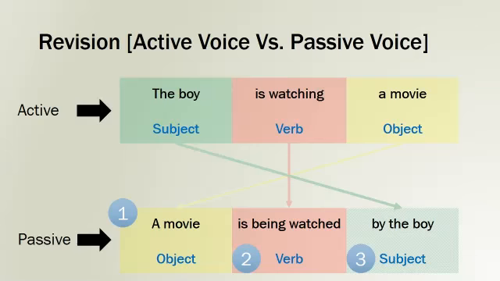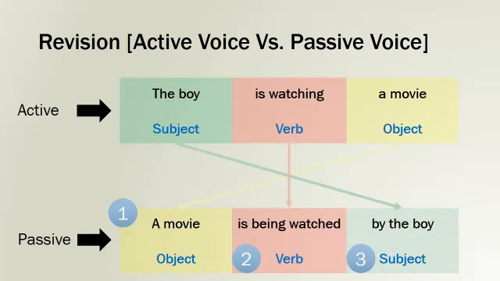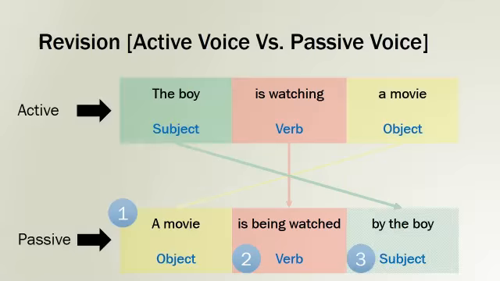Let's try to remember how we can change a present continuous active sentence to passive. We have three main steps. Number 1, we should put the object first. As you can see, we moved the object, a movie, to the beginning of the passive voice sentence. Now we work on the verb phrase. We choose the suitable auxiliary to match the object. If the object is singular, we use is. If plural, we choose are. And if the object is the pronoun I, we use am. We add the verb being after the auxiliary, then we use the main verb in the past participle form.